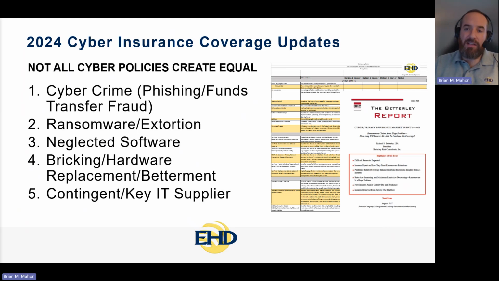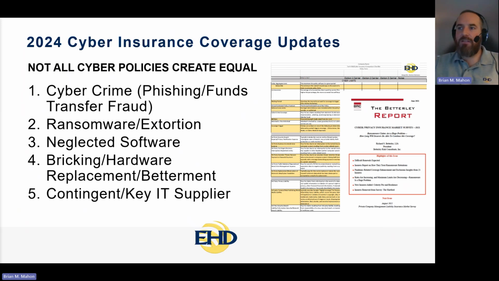There's also this idea of neglected software, right? So if you're still operating on Windows XP or there's some sort of known common vulnerability out there that your IT folks aren't patching in a timely manner, these cyber insurance policies will slowly diminish the amount of coverage you have. So if, say, you don't patch for a year, your coverage could go down from, say, 1 million to zero or something like that.